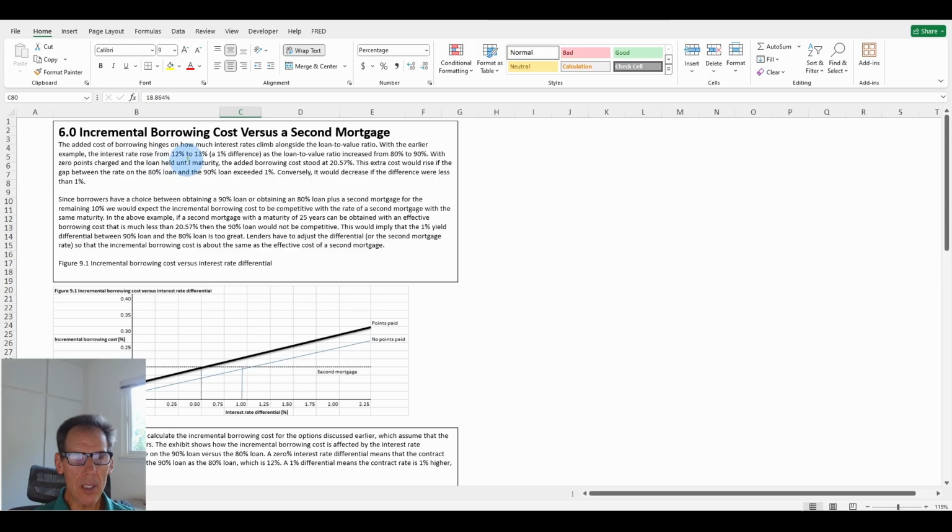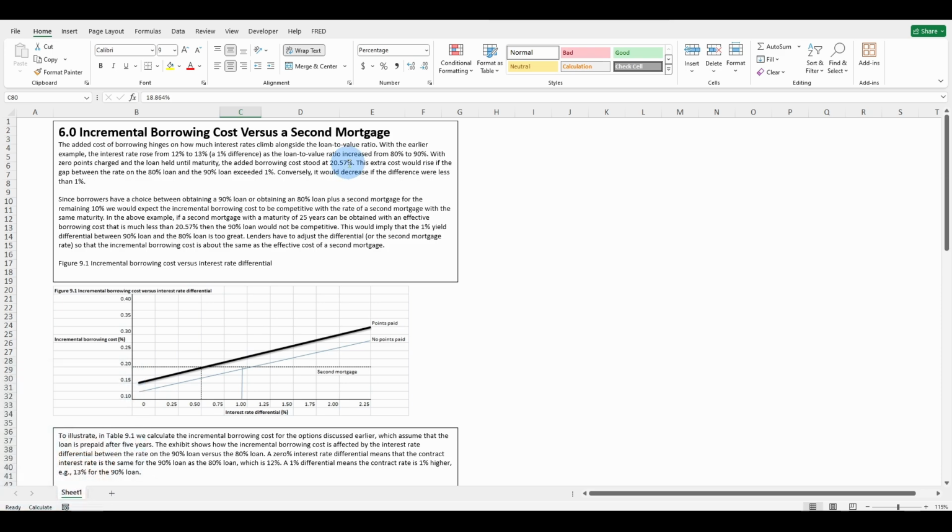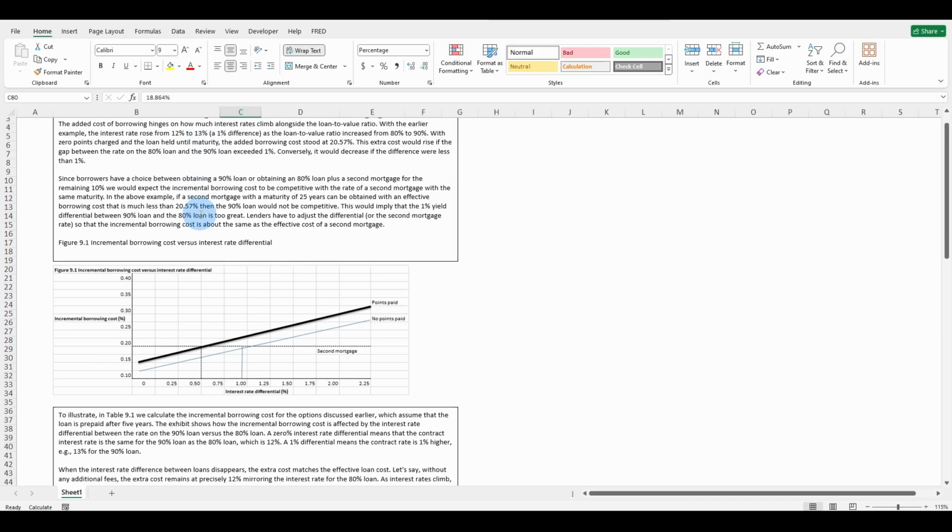The added cost of borrowing hinges on how much interest rates climb alongside the loan-to-value ratio. With the earlier example, the interest rate rose from 12 to 13%, a 1% difference, as the loan-to-value ratio increased from 80 to 90%. With 0 points charged, and the loan held until maturity, the added borrowing cost stood at 20.57%. The extra cost would rise if the gap between the rate on the 80 and 90% loan exceeded 1%. Conversely, it would decrease if the difference were less than 1%.